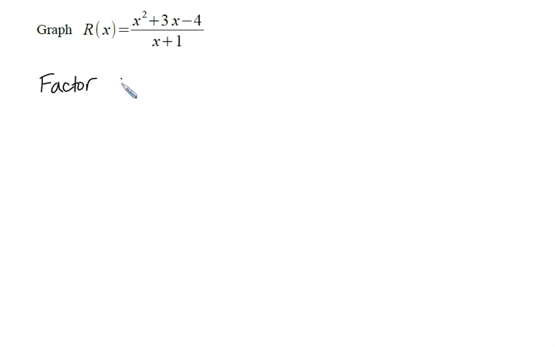factor the function r of x, both in its numerator and denominator, though the denominator is already good to go at just x plus 1. Up in the numerator, it'll factor into x plus 4 times x minus 1. Now we're going to use both of those forms, the original function form and this factored form, in an analysis of the problem. Let's start off with our x-intercepts.